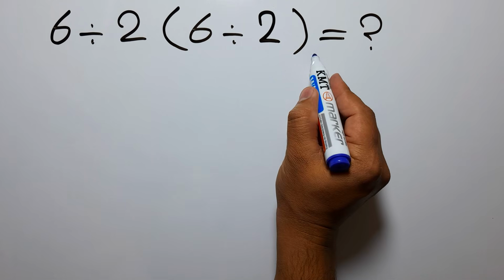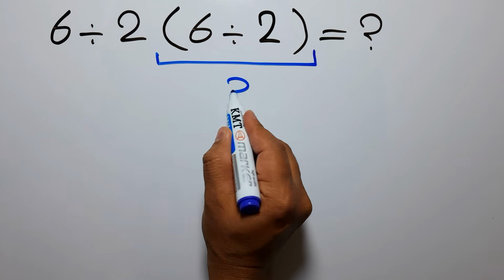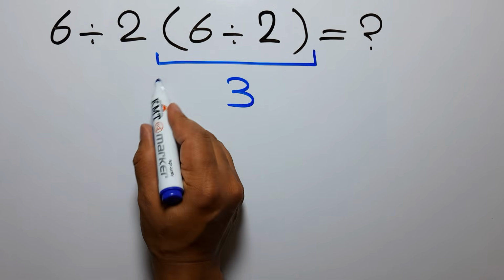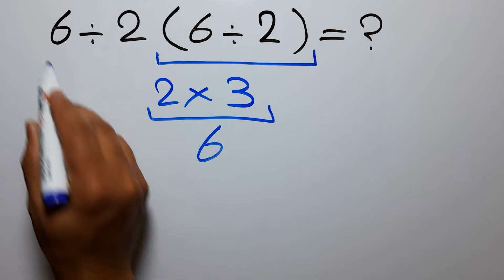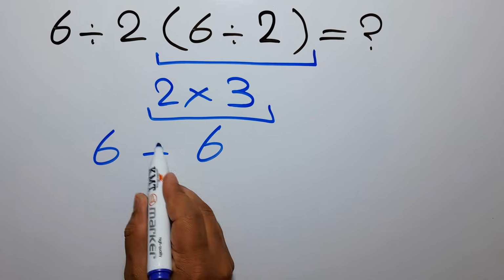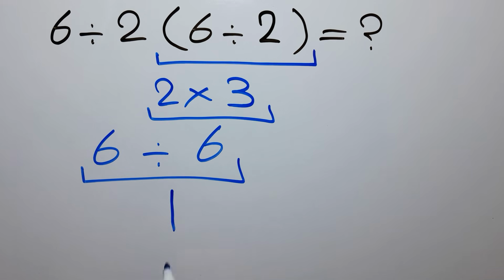6 divided by 2 gives us 3. And 2 times 3 equals 6. So 6 divided by 6 is just 1. But this answer is not correct.